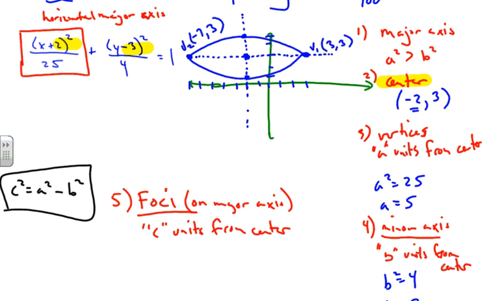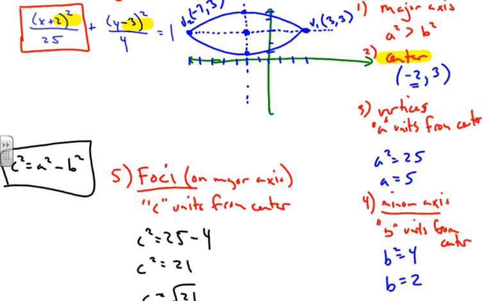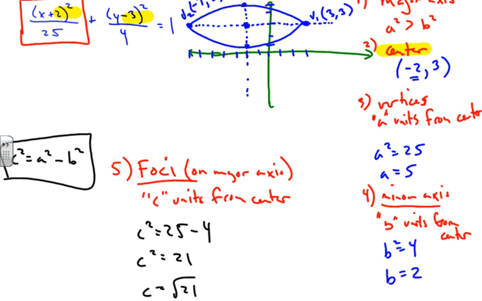Now, from here, we know c squared has to equal, in this case, a squared, which is 25, and we're going to subtract the 4, which is b squared. So we find out c squared actually equals 21, and then c is going to equal the square root of 21. So our foci are going to be the square root of 21 units from the center. Now, it's going to be along this major axis.